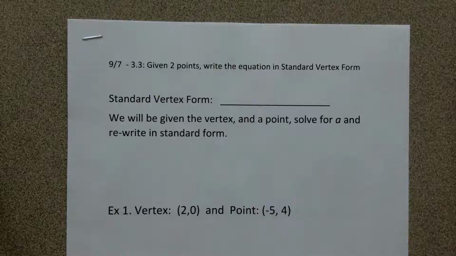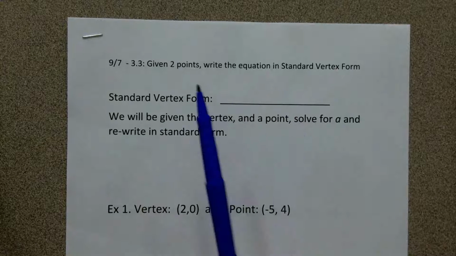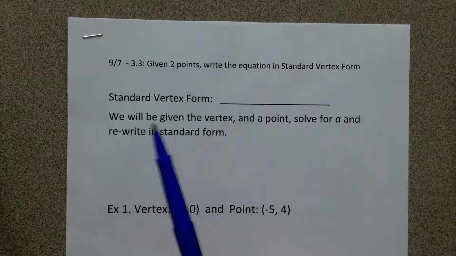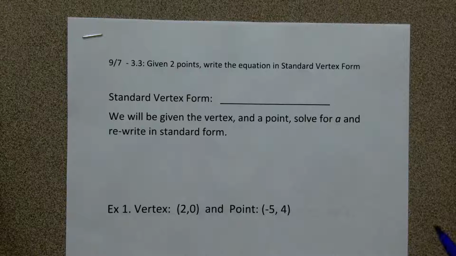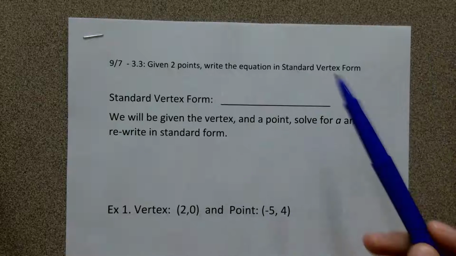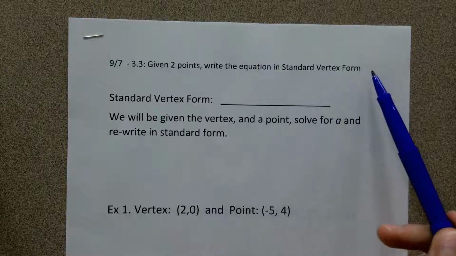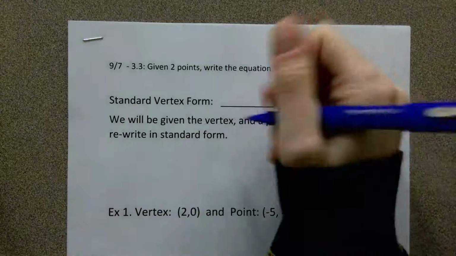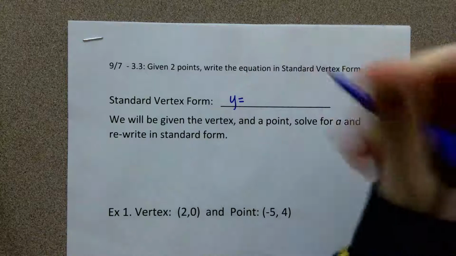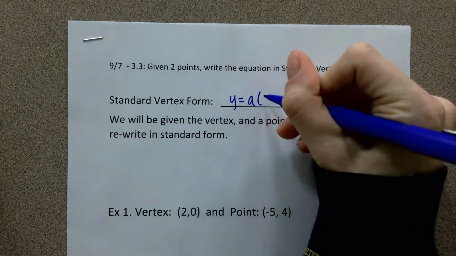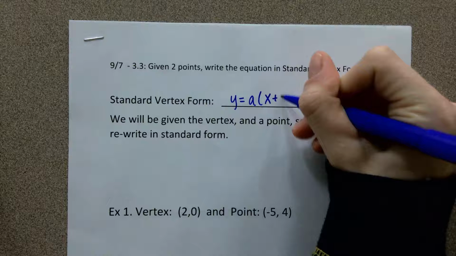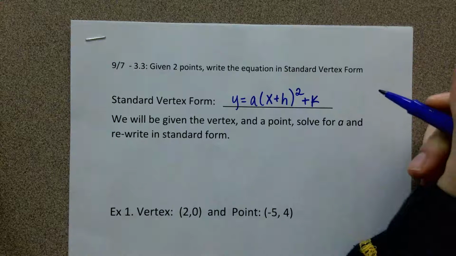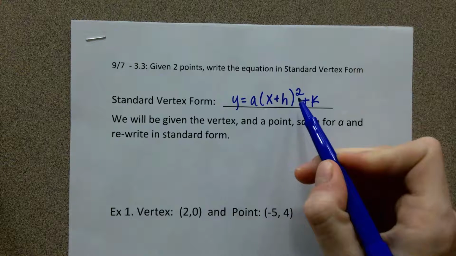So today we worked on, given 2 points, that would be the vertex and a point on your graph. So any point on your graph, we wrote our equation in standard vertex form. Okay, so remembering that standard vertex form is y equal to a(x plus h) squared plus k. Don't forget that squared there, okay?